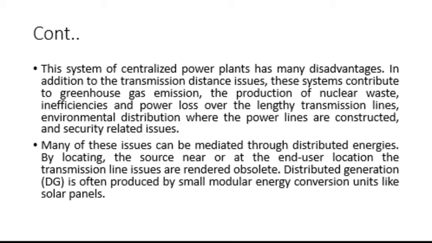Distributed generation is often produced by small modular energy conversion units like solar panels. So here there is only one example written, that distributed generation is often produced by small modular energy units. It can be a very small energy source, and we can consider a solar panel. We can use solar irradiation and generate electricity. In that also we can have a small wind turbine, and again generate wind power through wind pressure, if a particular amount of pressure is available.